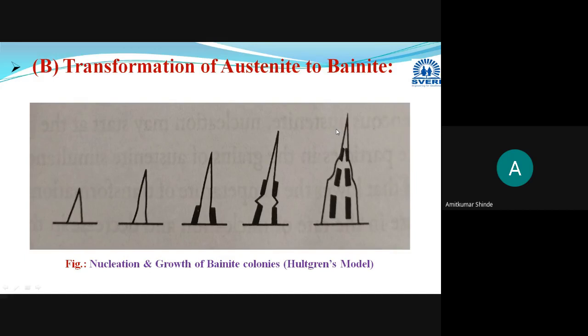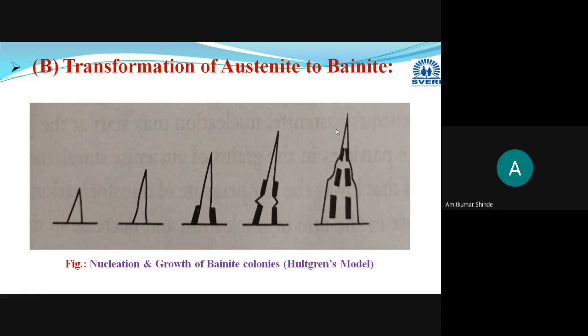And the bainite which is obtained at the upper temperature zone, nearer to 550 degrees Celsius, will be termed as the upper bainite. And the bainite which is obtained at the lower temperature zones will be termed as the lower bainite. Upper bainite will have a feather-like structure.